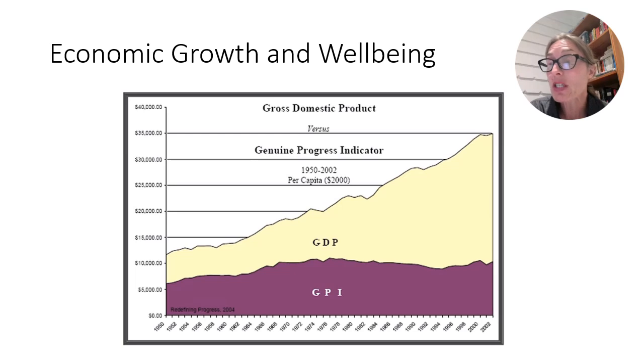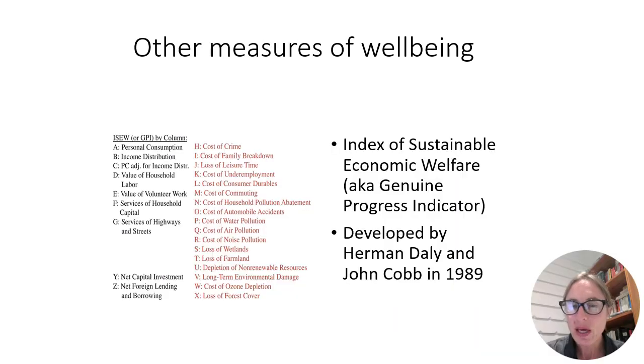includes, on one hand, the sorts of things that GDP itself measures, but it then also subtracts the cost of crime, the cost of family breakdown, the cost of underemployment, water pollution, and so forth. This is an index of sustainable economic growth. Here's a slide that maps that out for you a little more.